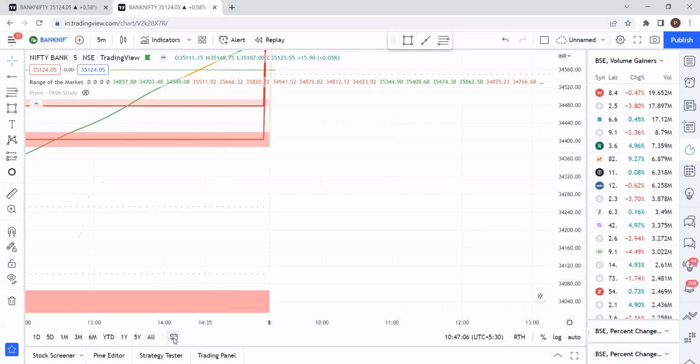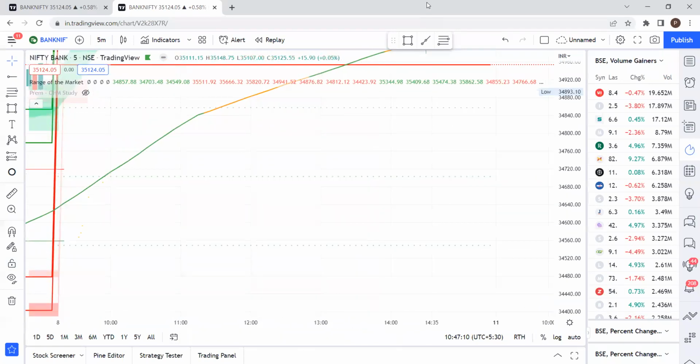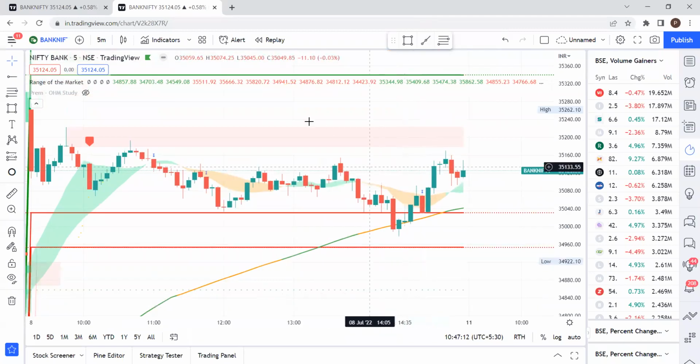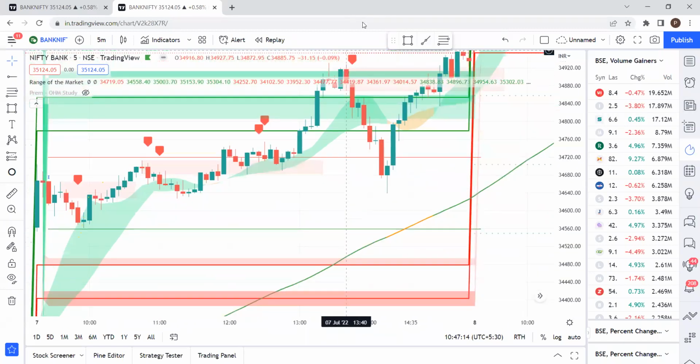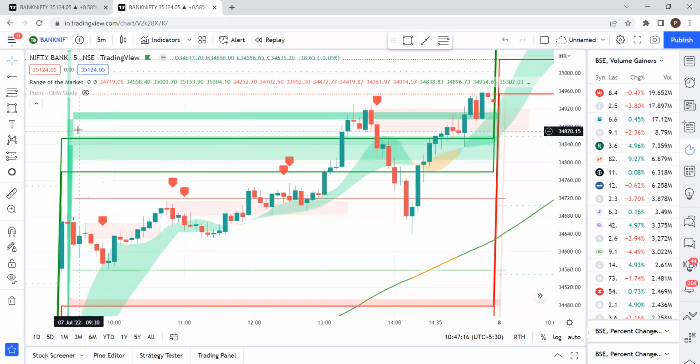Okay, I'll go to this level, yesterday level. See this, I'll remove everything. So this is like, say you have a green candle, you have a red line here. So this is the modified range. Do you see this? All day, almost all day, it is on the range of the market.